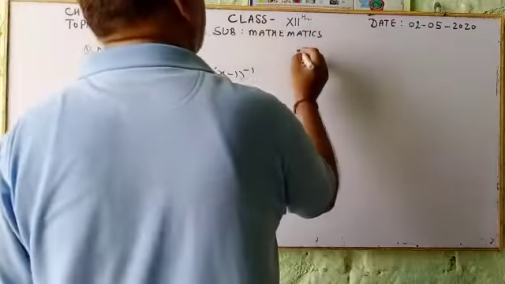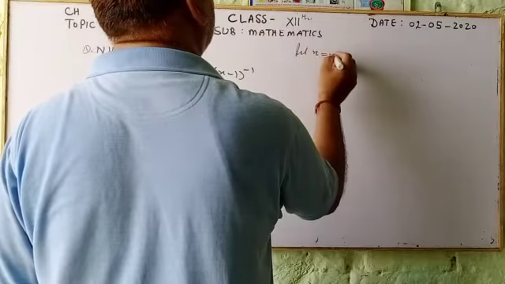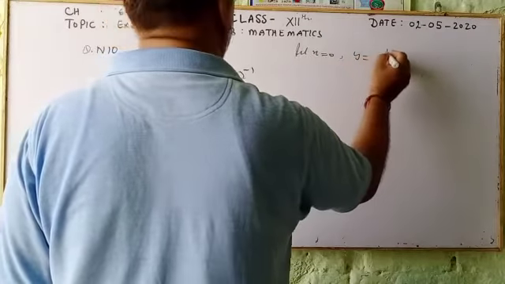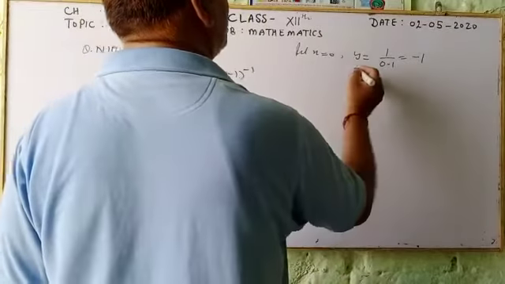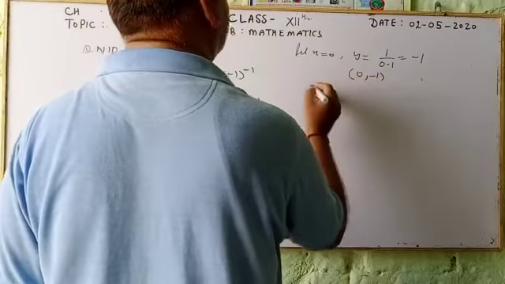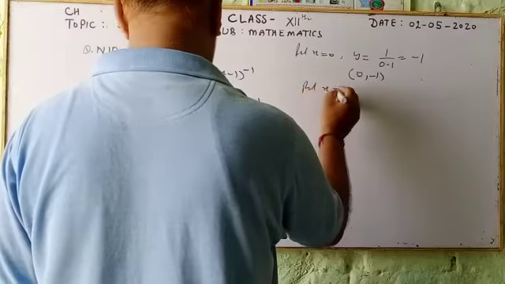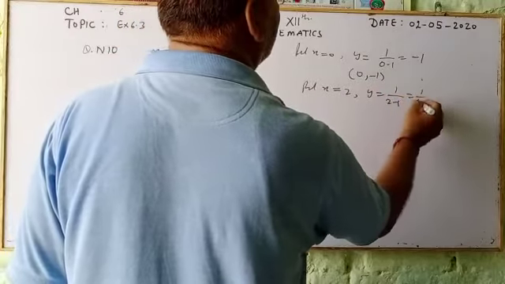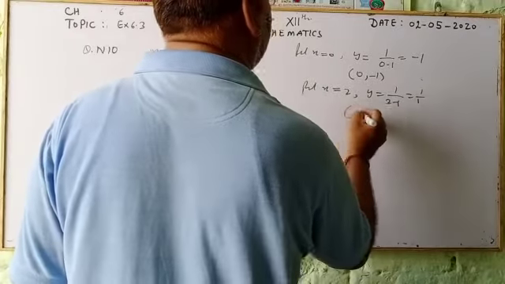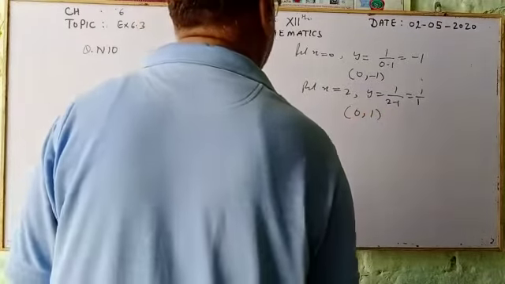So put x equal to 0, then y equal to 1 upon (0 minus 1), that is -1. So the point is (0, -1). Put x equal to 2, y equal to 1 upon (2 minus 1), that is 1 upon 1, so the point is (2, 1).